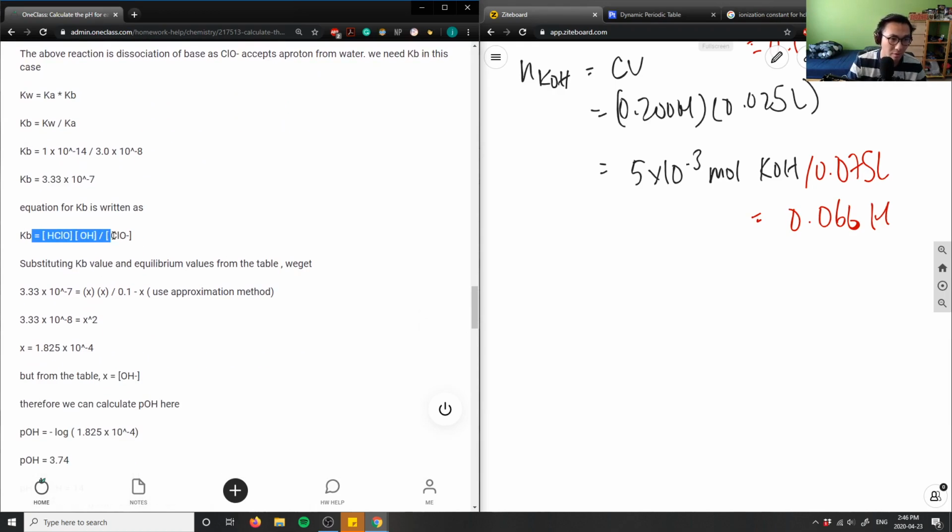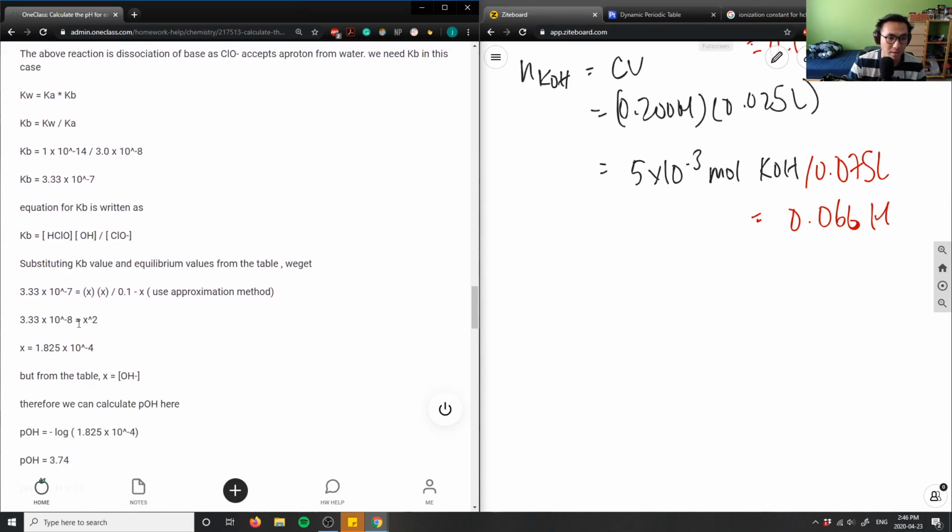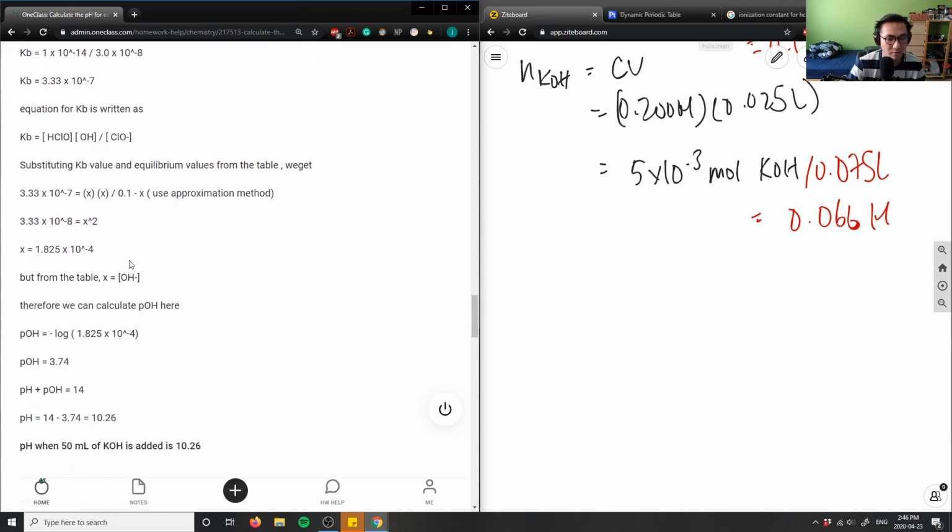Then you could write out the equation for the dissociation constant. So again, ClOH plus OH minus, the hydroxide ion, over your ClO minus. That's good. And again, you have your ice table here. You substitute here, and you get X equals 1.825, which is equal to the concentration of hydroxide ions.